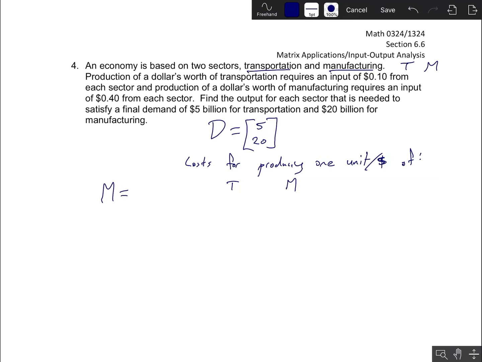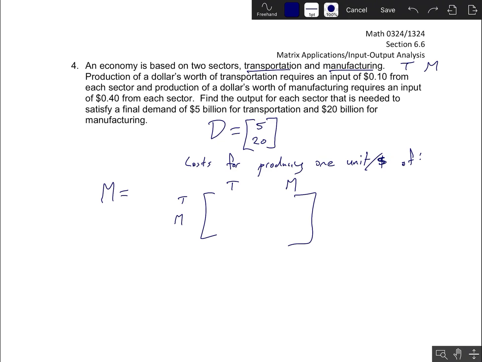So for this first column, we're going to set it up as the costs for producing a unit of transportation. Now the rows are also going to correspond to the same industries, transportation and manufacturing. And it is important that you choose the same ordering for your rows and your columns. So if your rows are transportation and then manufacturing, your columns should also be transportation and then manufacturing. But here we'll get a 2x2 matrix. But again, the important thing is that the column is supposed to represent the costs for producing that unit of each of these industries.